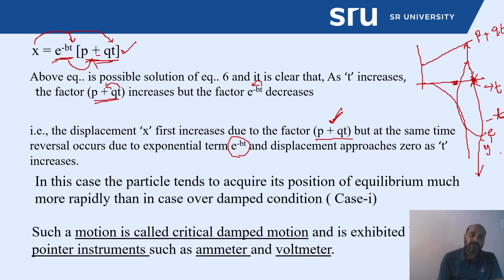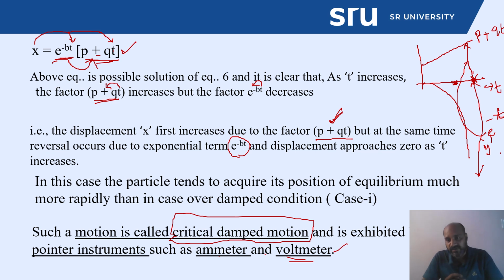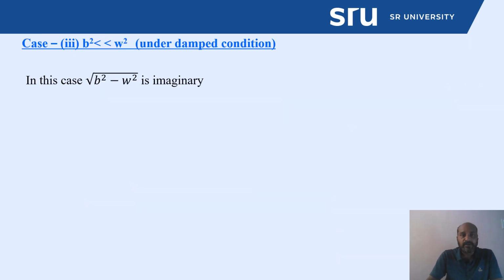So this type of condition, I mean the critically damped condition, is generally observed in measuring instruments like ammeter and voltmeter. When you switch off or disconnect these meters, voltmeter, ammeter, it will come to zero very fast, very rapidly. I mean, this decrease in displacement is even more rapid compared to the previous condition, which is the over damped condition, right?